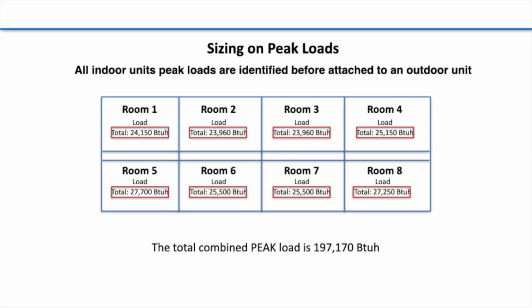If you take a look at the floor plan and the peak loads for each room, if you add all of those up, you'll get a value of 197,170 BTU. Now you'll notice when you select this in your software, it'll still be the 2.5 ton fan coil that we selected before. The 2.5 ton fan coil will more than adequately cover how much cooling you need in that space.